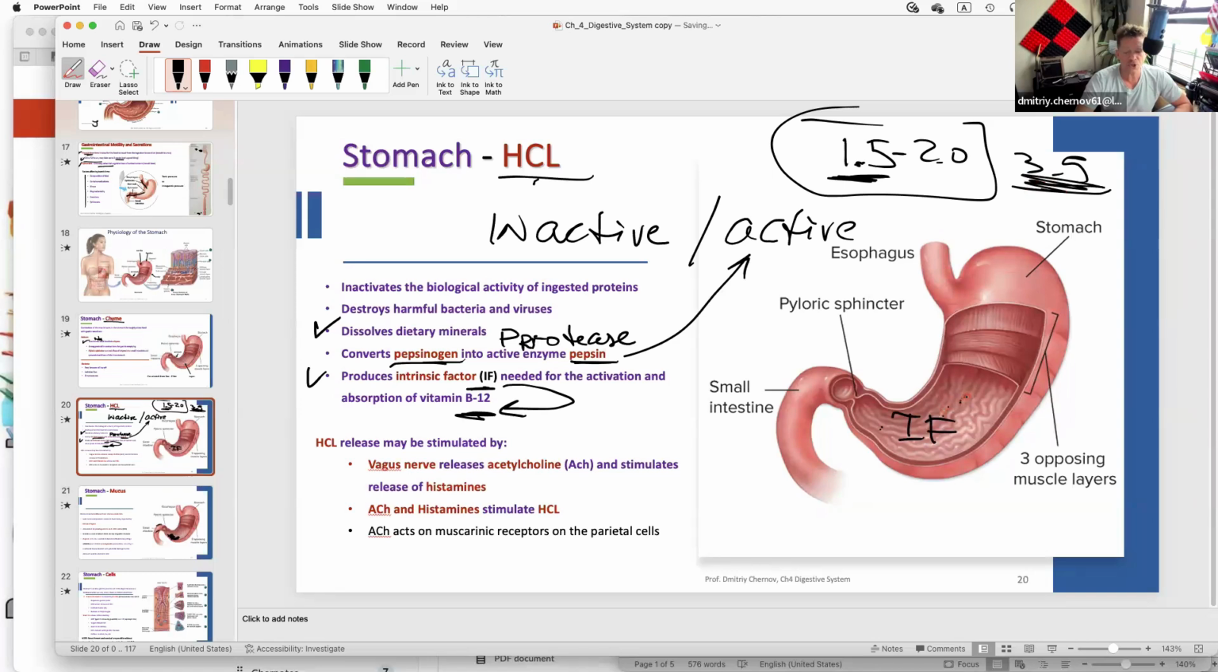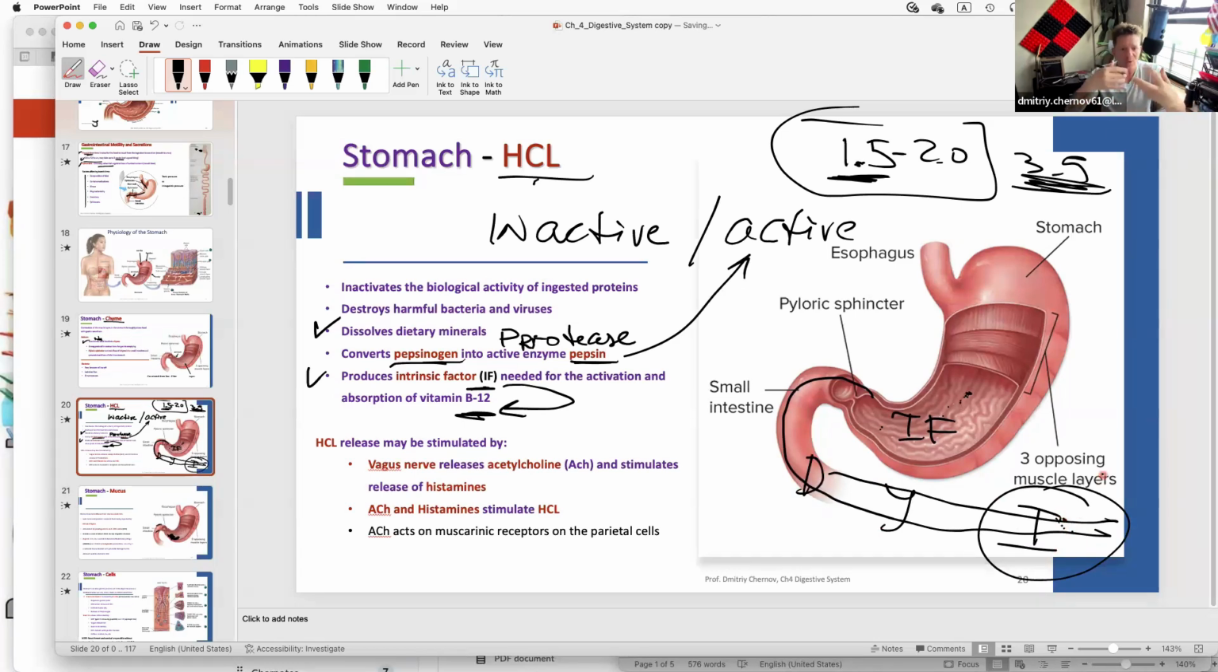So intrinsic factor is produced in the stomach, activated, and travels all the way to the distal small intestine. That's the duodenum, jejunum, and ileum. And only within this region, it will be properly converted, activated, and then vitamin B12 would be absorbed. So the entire physiology, because pathophysiology is in the next course, is kind of complicated for absorption of B12.